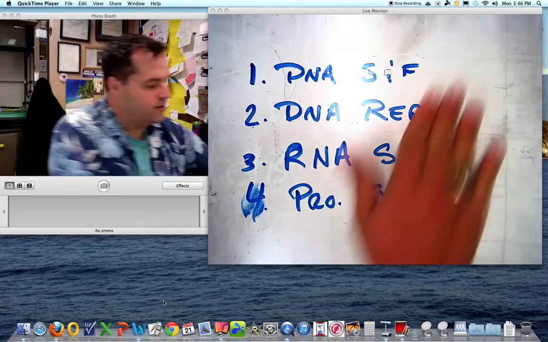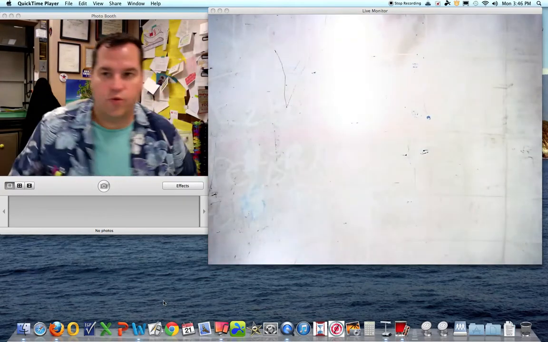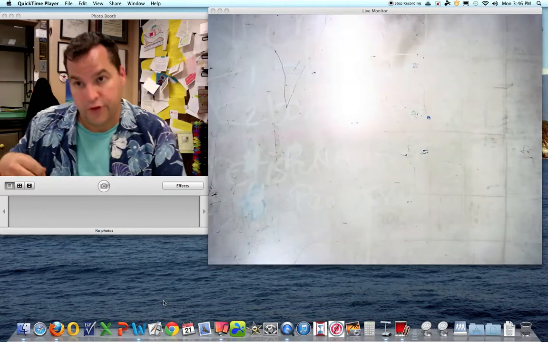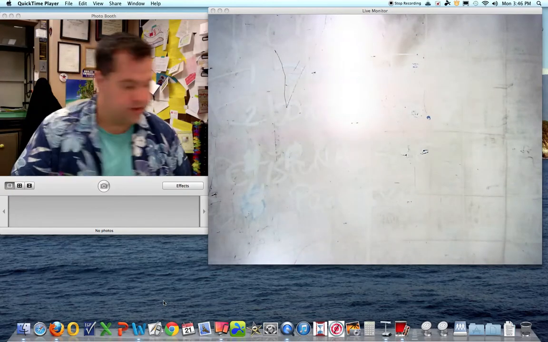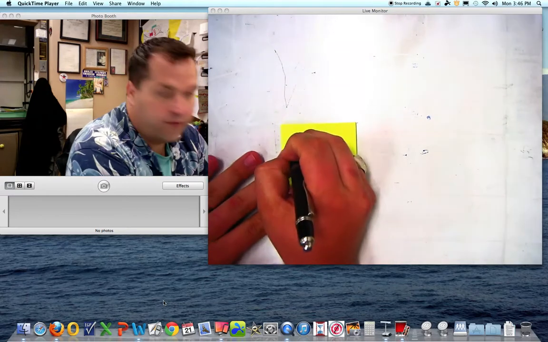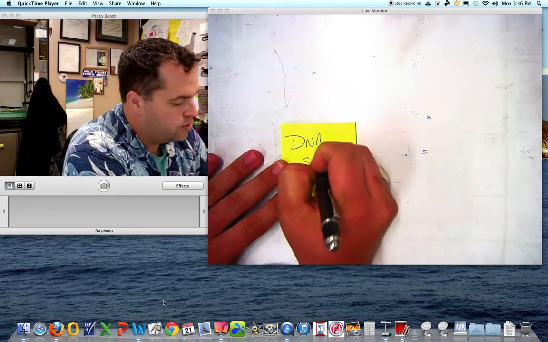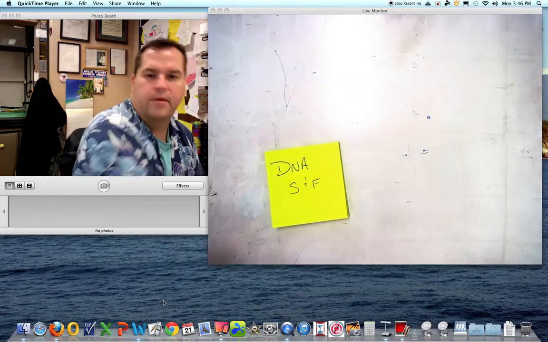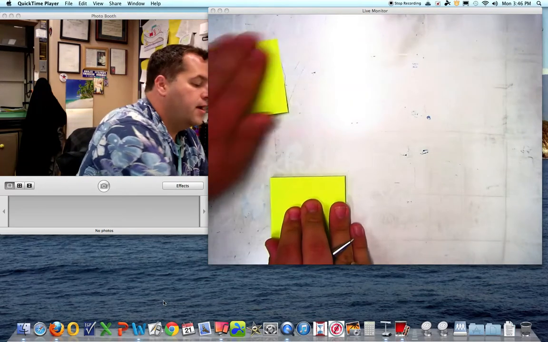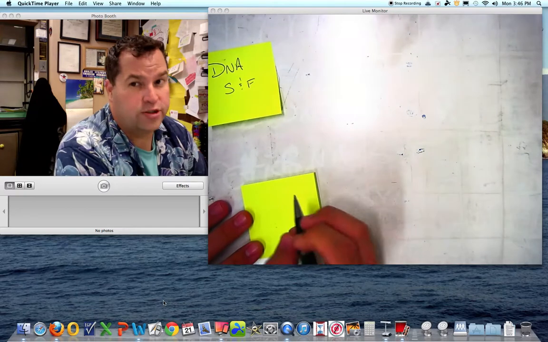Basically what you do in hotboarding is write down each of the things that we want to do. So if I take, for example, I want to deliver information on DNA, structure, and function, I'm going to place that on one Post-it note. So basically I'm going to do one for each of those standards I talked about.